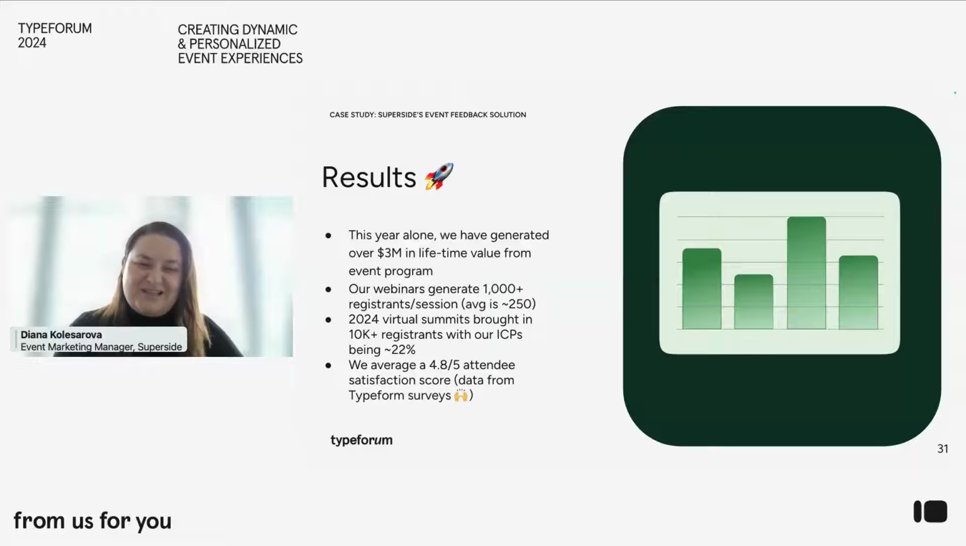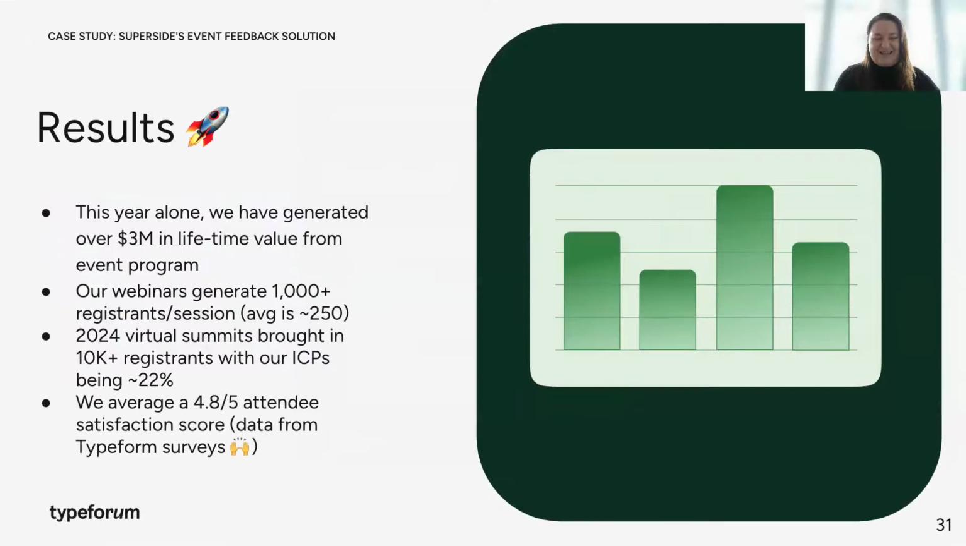Our virtual summits have brought in 10,000 plus registrants, with 22% being our ICP. So again, some really interesting stats there. And then thanks to Typeform, we also know our satisfaction engagement score. Attendees on average rate our events 4.8 out of 5, which, there's always room for improvement.